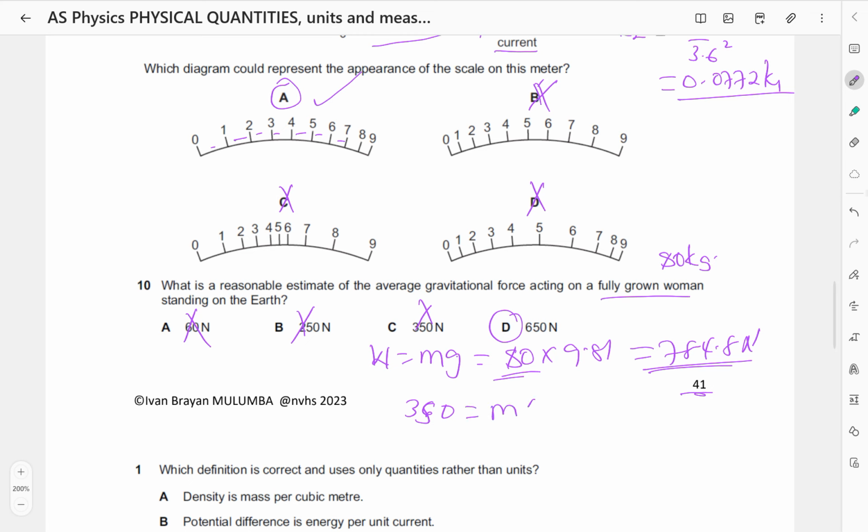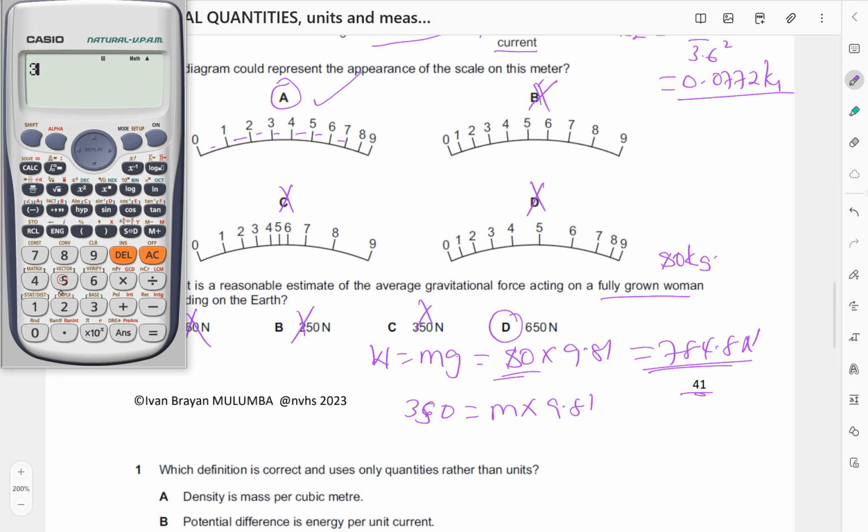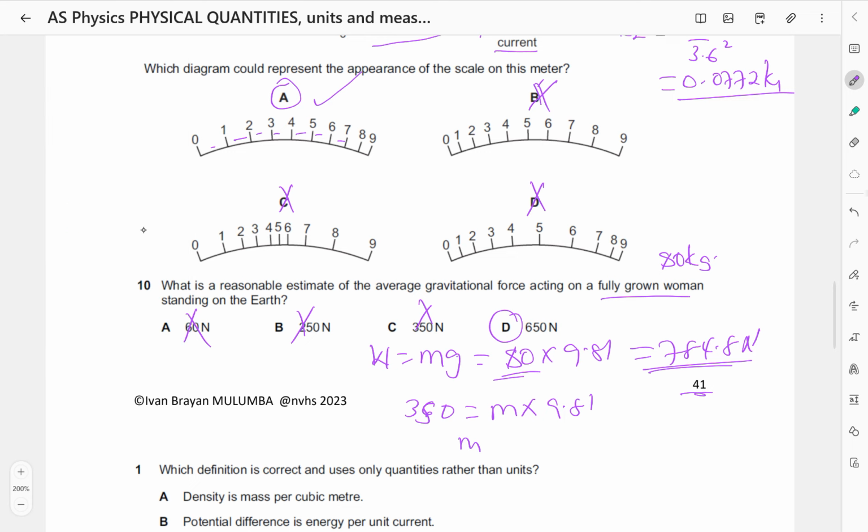This should be equal to the mass times g, which is 9.81. What is that mass? So 350 divided by 9.81 gives us a mass of 35 kilograms. A fully grown woman cannot have a mass of 35 kilograms. Therefore, this makes C wrong.